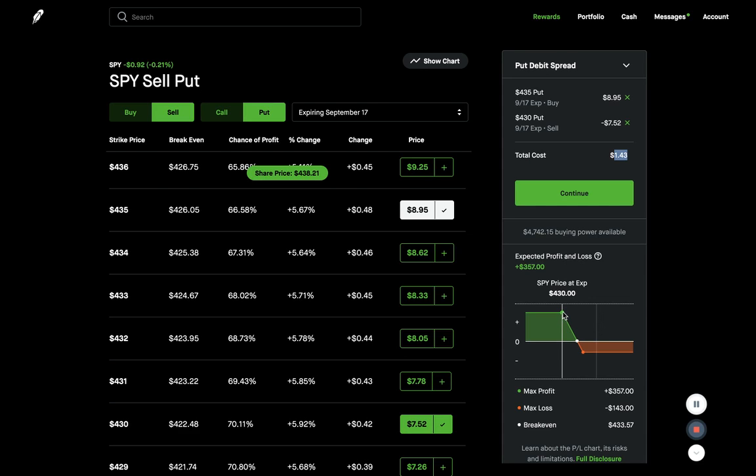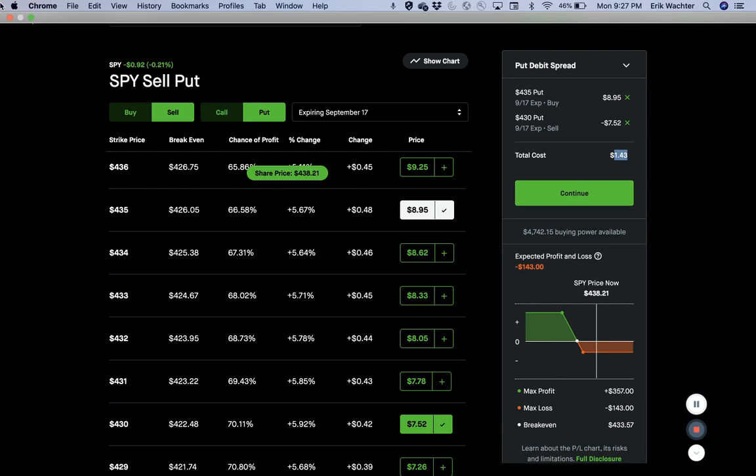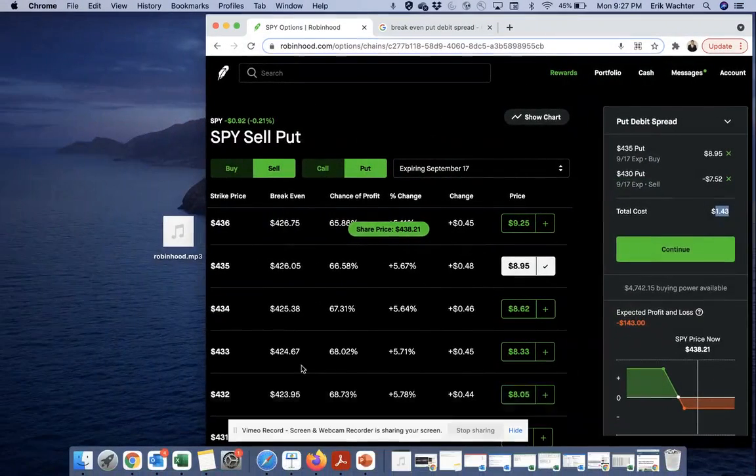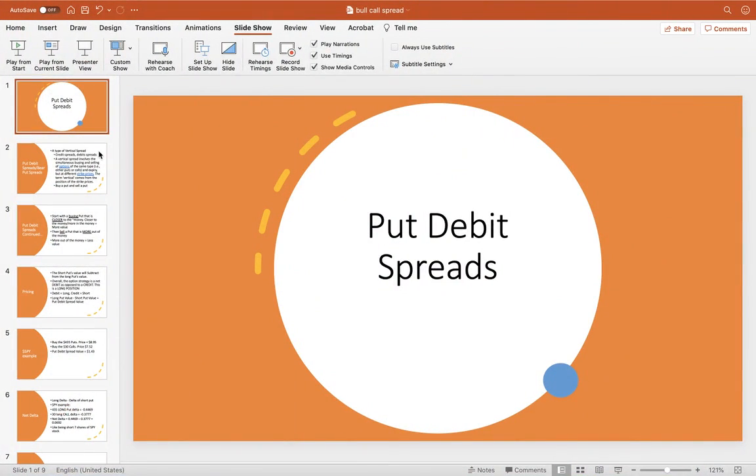If the underlying gets down all the way to $430, that's when we make our max profit. Anything lower, we're capped. We don't make any more, still the same profit. The most we can lose is the total cost that we paid. So let's go into the PowerPoint and go over things in more detail.